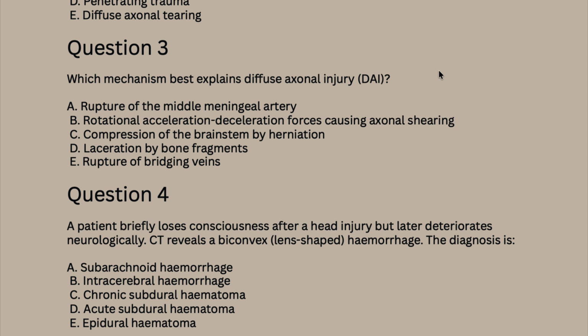For question 4, a patient briefly loses consciousness, then wakes up, then deteriorates. CT findings show a lens-shaped hemorrhage. So what's the diagnosis? The diagnosis will be epidural haematoma, so E, and this is the famous lucid interval. The patient hits their head, loses consciousness, then seems perfectly fine, and after that there's rapid neurological deterioration. That pattern should immediately make you think epidural haematoma.